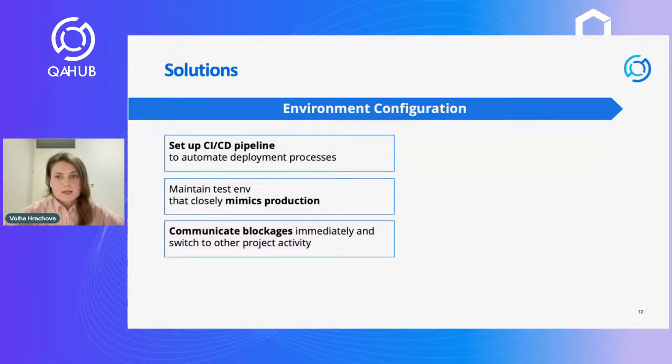And another solution for addressing environment downtimes: we should have a clear escalation path. We should communicate any blockages immediately. Maybe there can be some guidelines on what the tester can do in order to unblock him or herself, or if there are no action items possible from the tester's end, we should switch to some other project activities which are not blocked, maybe create some documentation or something else, but don't just sit and wait until the environment issue is resolved.